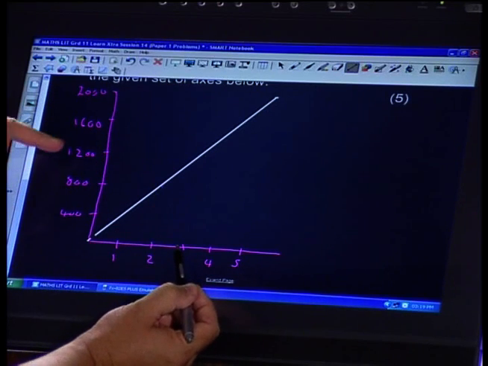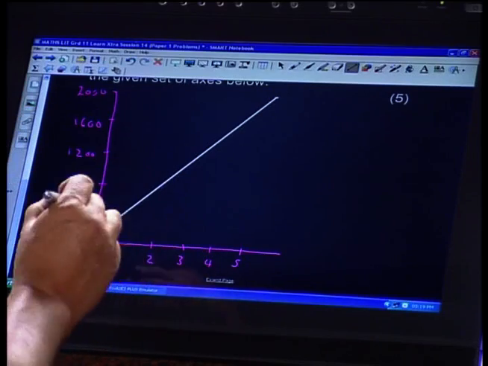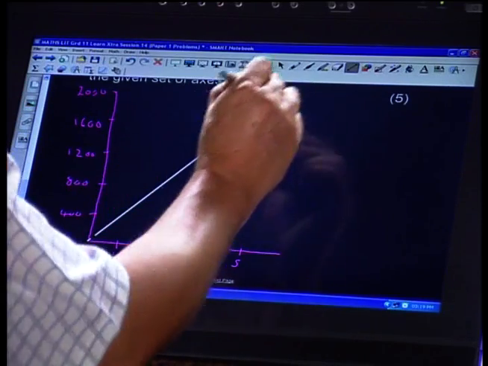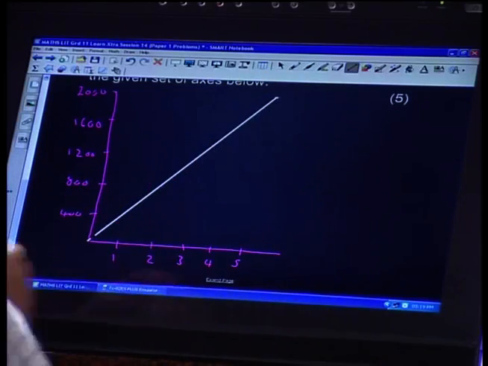3 seconds, the storm's 1,200 meters away. When I draw a line, I'm going to land up with a lovely straight line. Why is it a straight line? Because every second represented 400 meters. It wasn't a case of 1 second is 400, the next second is 500, the next second is only 200. Every second represented a constant increase of 400.